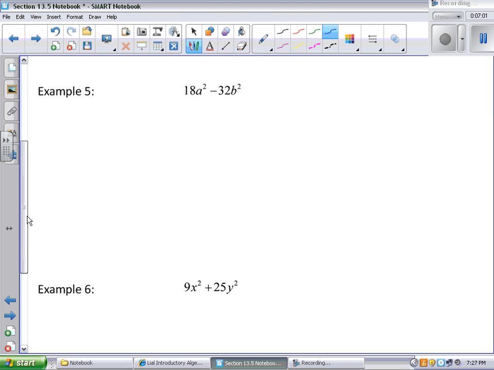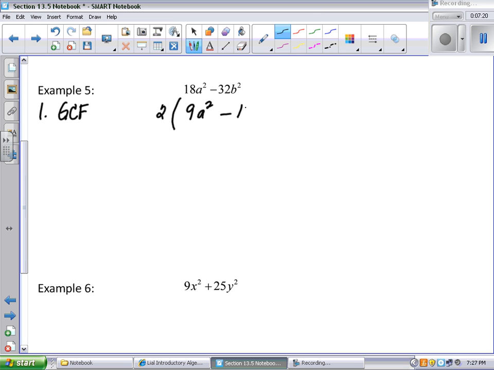Example number 5. Number 1, do I have a greatest common factor? And the answer here is yes. 18 and 32 have a common factor of 2. That leaves me with 9a squared minus 16b squared. Want to look at what's left inside. I have 2 terms. I have a binomial.